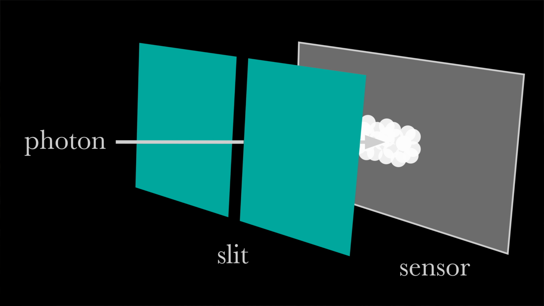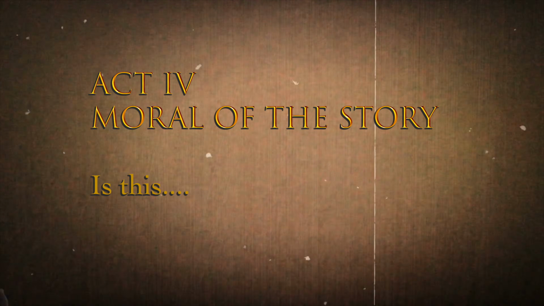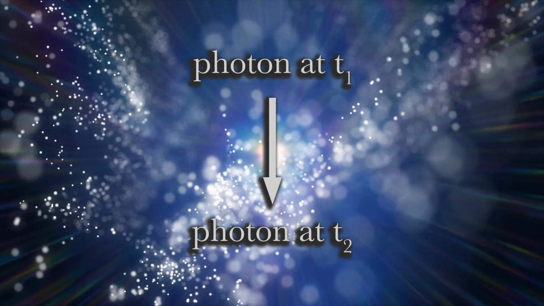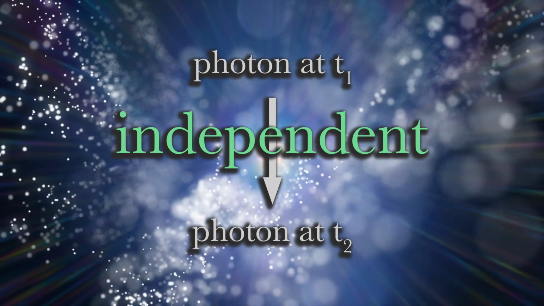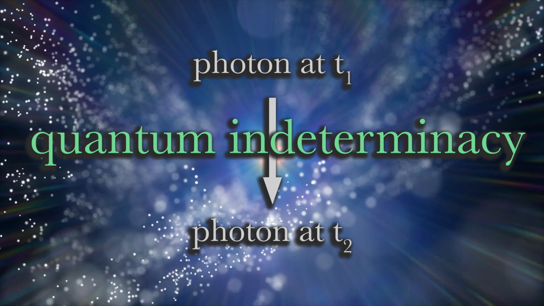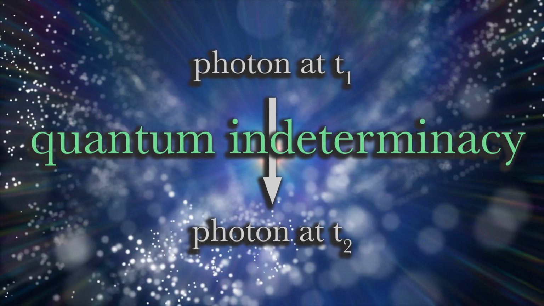If you send through 1,000,000 consecutive photons and plot where they hit the sensor, it looks like this. The take-home message is that where a photon is absorbed on the sensor is independent of its conditions prior to going through the slit. This is because of quantum indeterminacy.